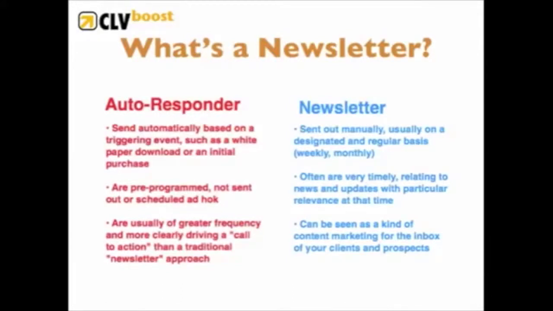What's a newsletter? So we're going to talk about the difference between an autoresponder and a newsletter. I boiled it down to a couple bullet points each, so this makes things rather simple. An autoresponder is sent automatically based on a triggered event, such as downloading a white paper or making an initial purchase. These are pre-programmed. They're not scheduled out ad hoc, so they're not scheduled out randomly or scheduled out regularly. They're written once and then they kick out automatically. That is the nature of an autoresponder.